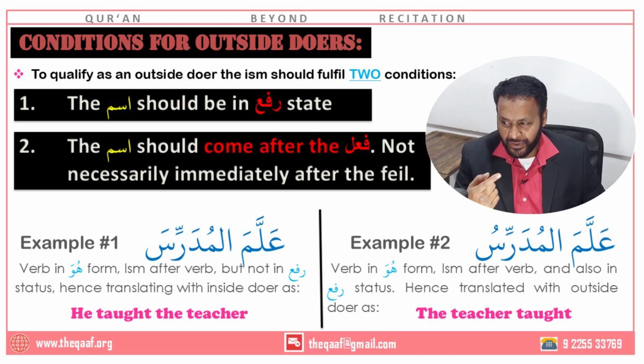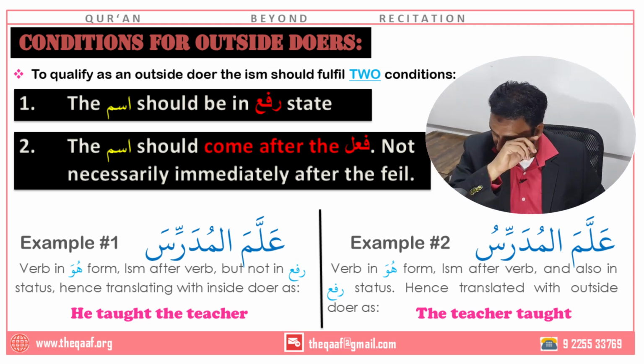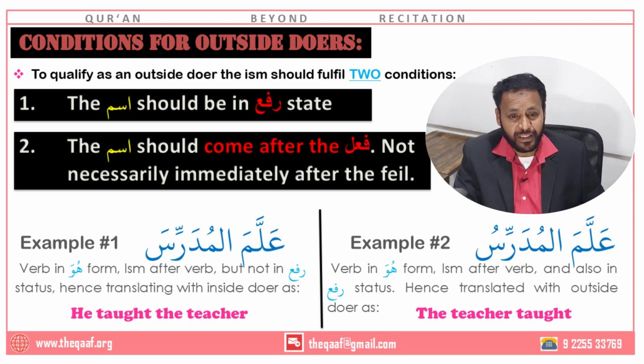Come on. Use your logical sense. Come on. We are talking about a doer. So what should be the second condition? Rafa. Yeah, that's it. It has to be rafa. Everywhere you get a doer, it has to be rafa. It has to be rafa.